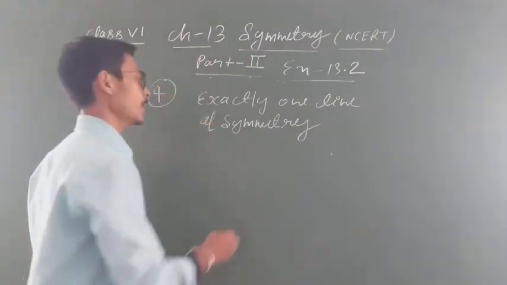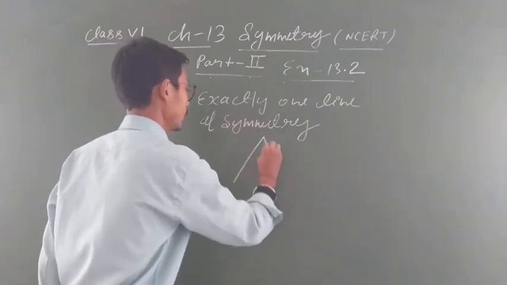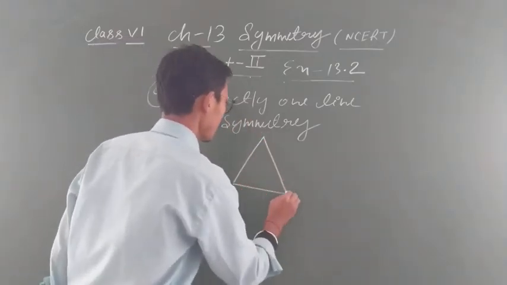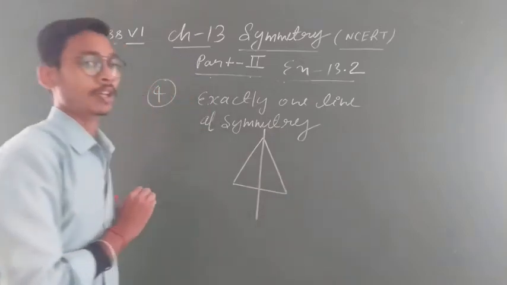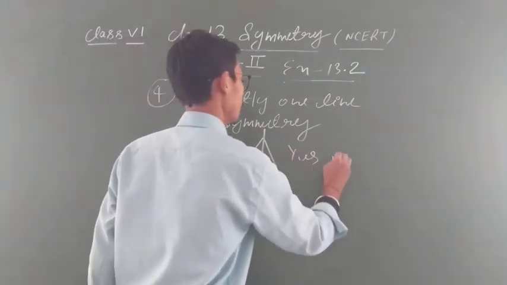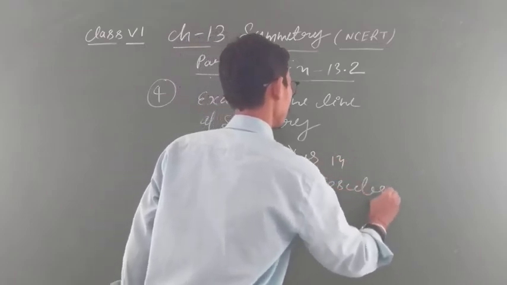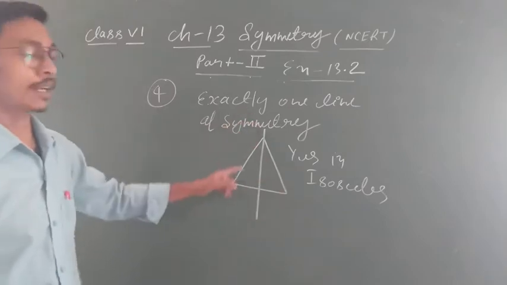अब you know that, student, अभी in the previous question we discussed in an isosceles triangle, how many lines of symmetry? Only one line of symmetry. So you can write down yes, in an isosceles triangle only one line of symmetry.